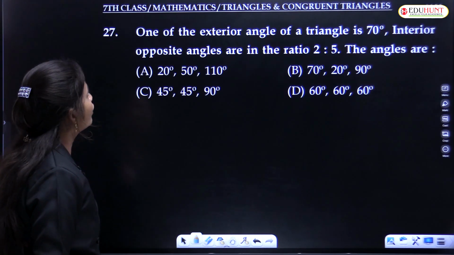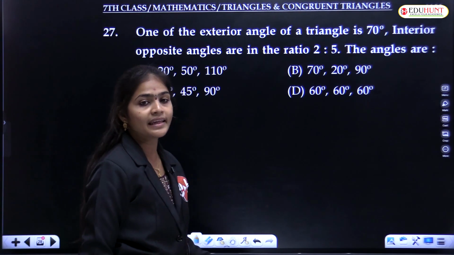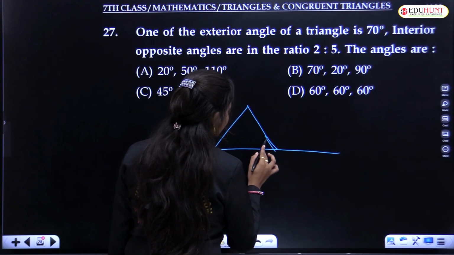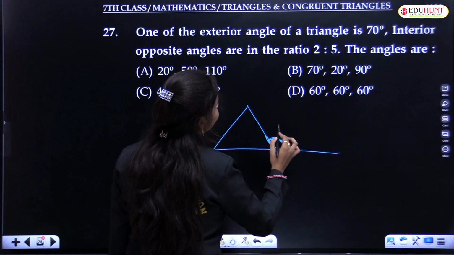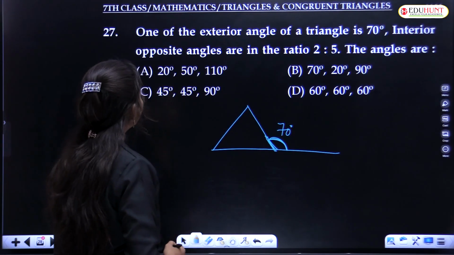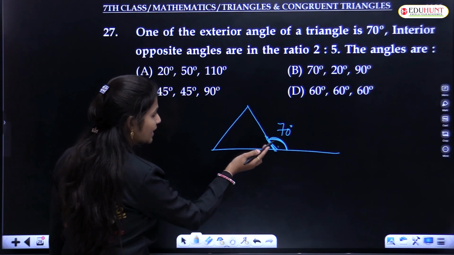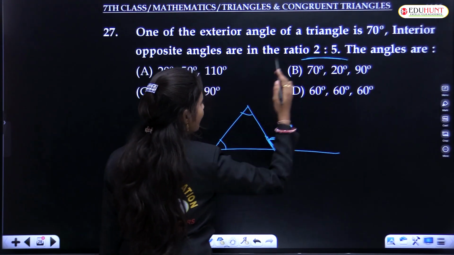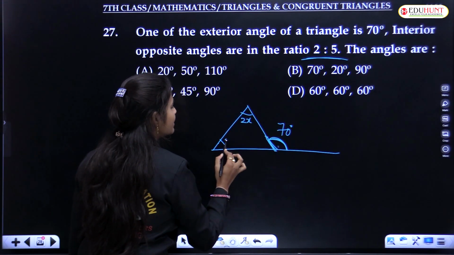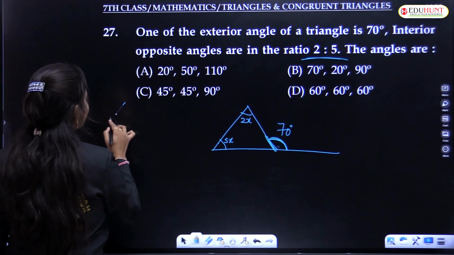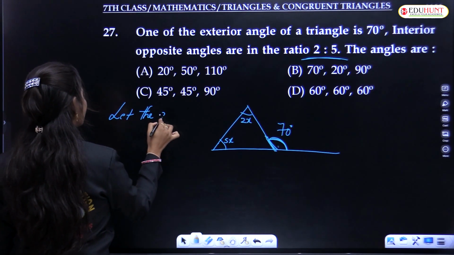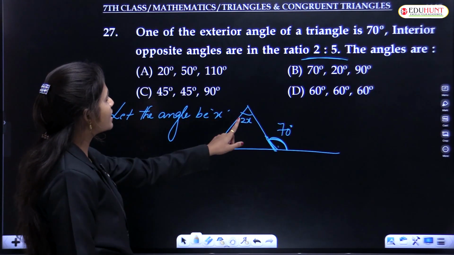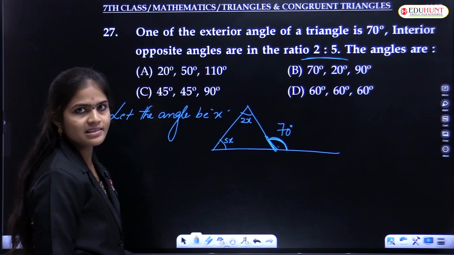Okay, see here. One of the exterior angles of a triangle, let it be some, this is that exterior angle that is equal to 70 degrees. Now the interior opposite angles to this angle means these two angles only, no? These two are in the ratio 2:5. 2:5 means this is 2x and this is 5x. Why? Because let the angle be x. That's why this is 2:5, no? So 2x and this is 5x.